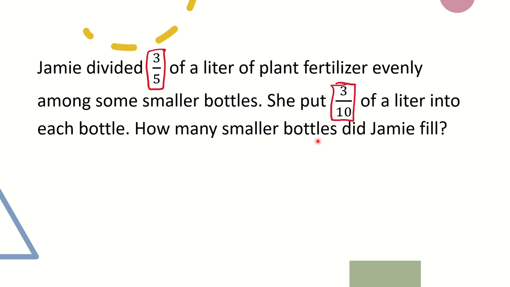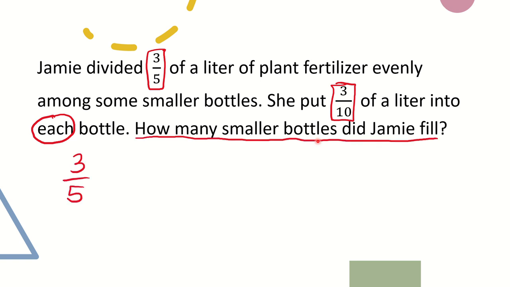3/10. In this case, my 3/5 would be the number that I'm dividing into, so that'll be my dividend. We're dividing it by 3/10 because that's how big each bottle is. I'm going to circle the word each. Remember, each can mean multiply or divide, but in this case, we mean divide. And then I'm going to underline my question: how many smaller bottles did Jamie fill? So 3/5 divided by 3/10.